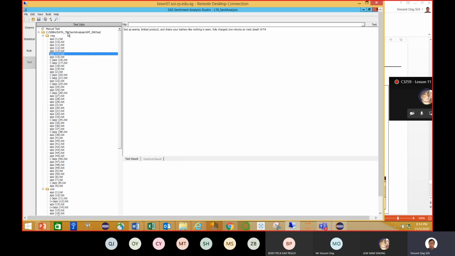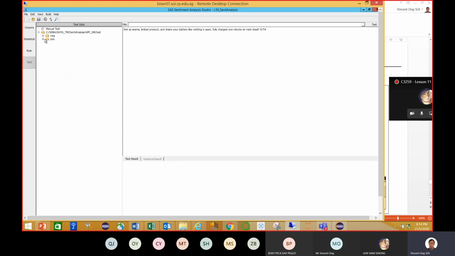Okay, I point to this directory. Although I put positive or negative here, actually these two directories that I created are really a mixture. These are test documents. They are not really positive or negative, so I can choose anything. These test documents are those documents that I really want to test.